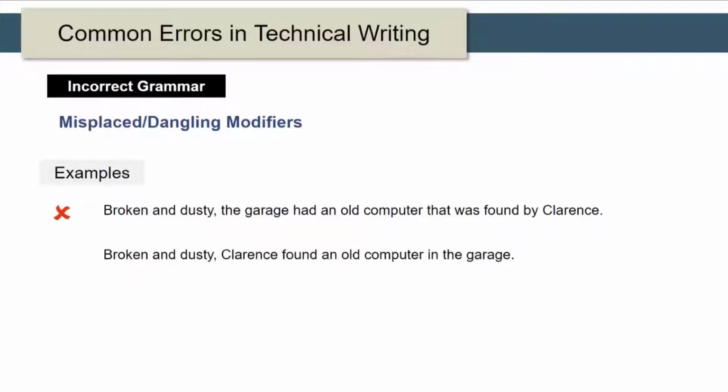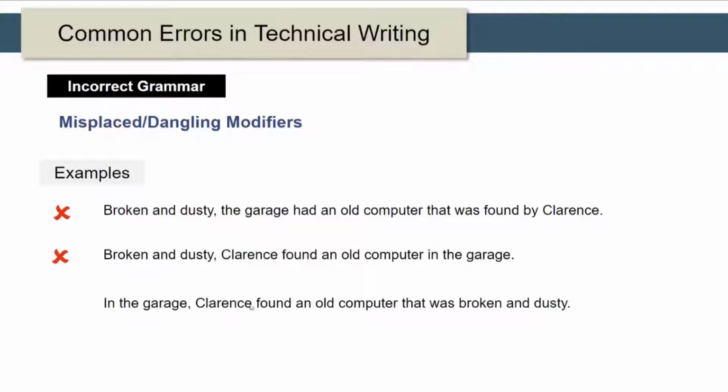Broken and dusty, Clarence found an old computer in the garage. Still wrong, because Clarence is not broken and dusty. It's the computer that is broken and dusty. So this is still an example of a misplaced or dangling modifier, right? A modifier which is misplaced in the sentence.